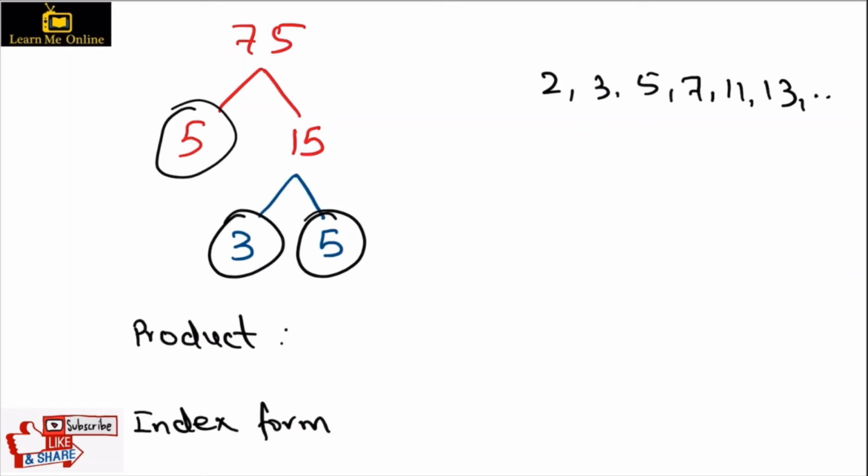To write down the answer in the product form, we have got 3 times 5 times 5. To write down the answer in the index form, it would be 3 times 5. And because we're having two lots of 5, I'm going to write down square on 5.